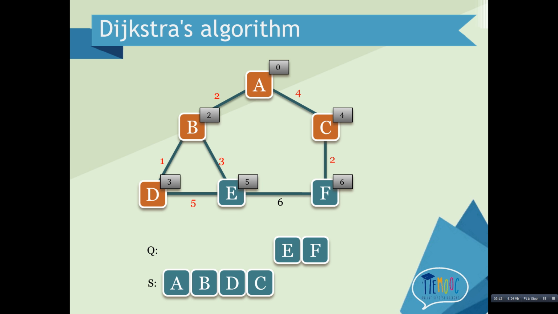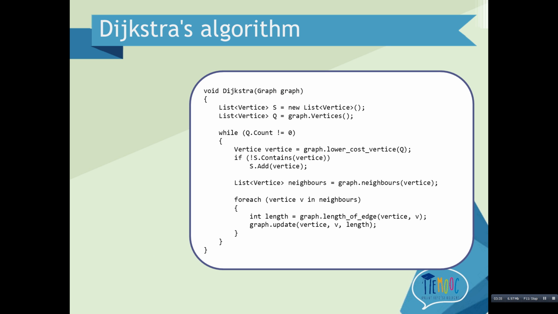Finally, we need to examine the cost of F from the vertex E, but because it is 5 plus 6 equals 11, that is more than the stored cost, so we leave the previous value. Now we know the lower cost between the vertices A and F is 6. Let's see the source code.